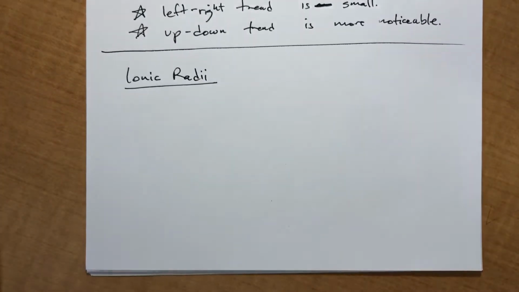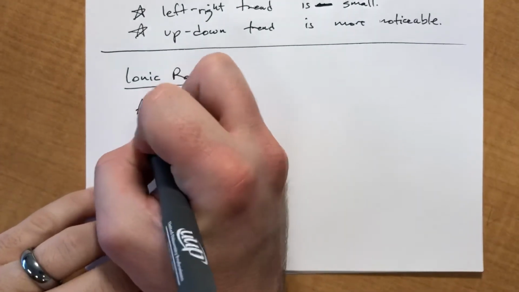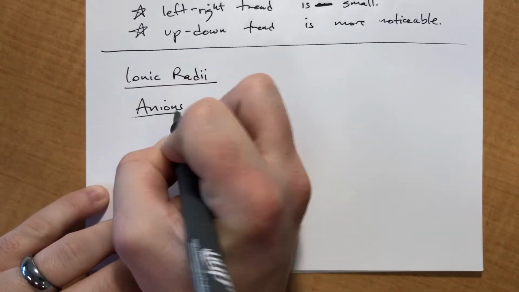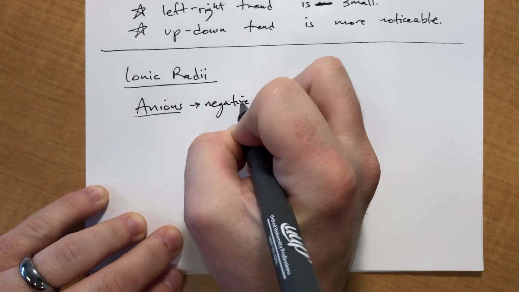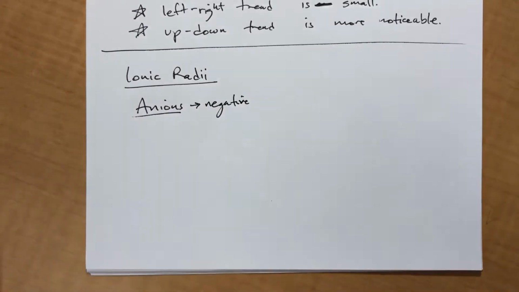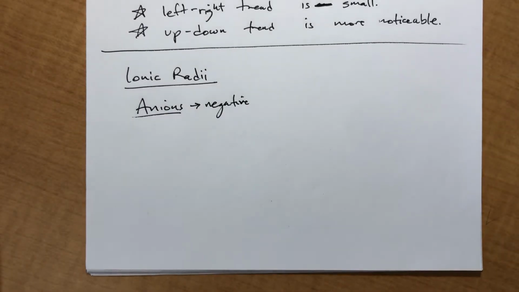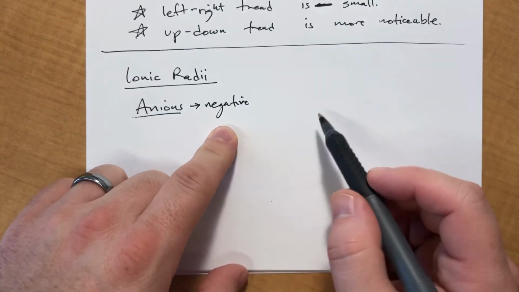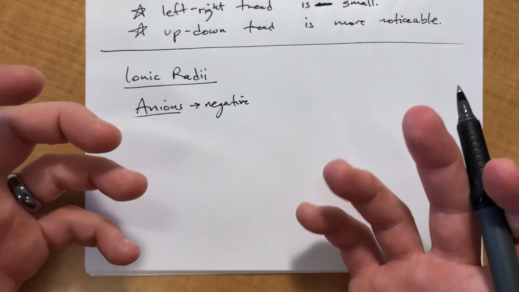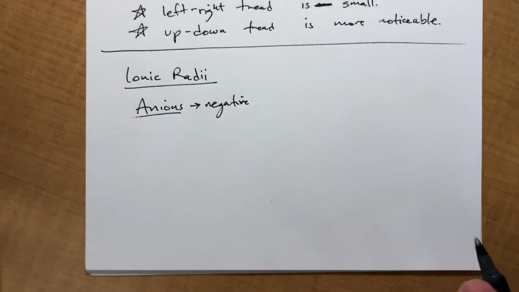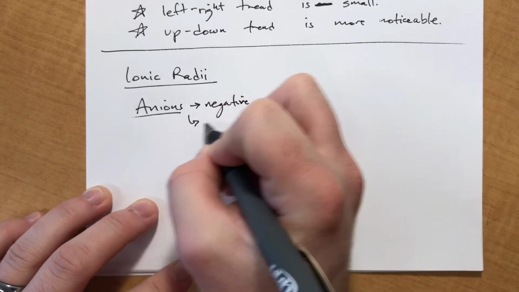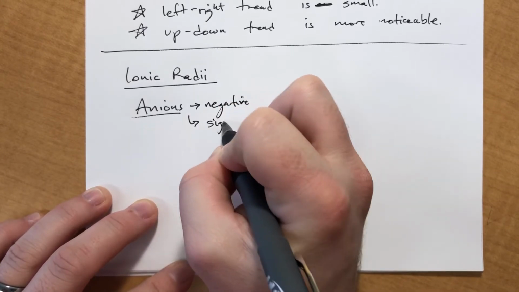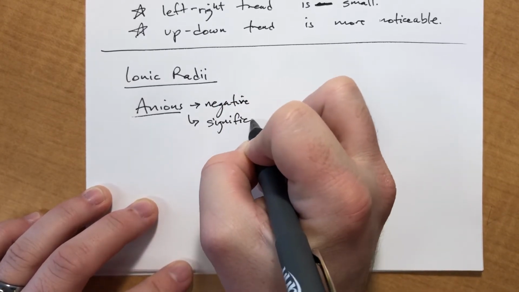Okay, so it turns out that anions, basically negative ions, are negative because they have extra electrons. What you're doing is increasing the number of electrons without changing the number of protons. So the effective nuclear charge is constant, but the number of electrons has ballooned up. So what we see is that they get significantly larger than the neutral atom.